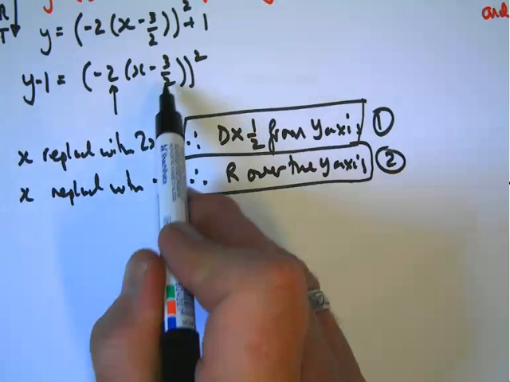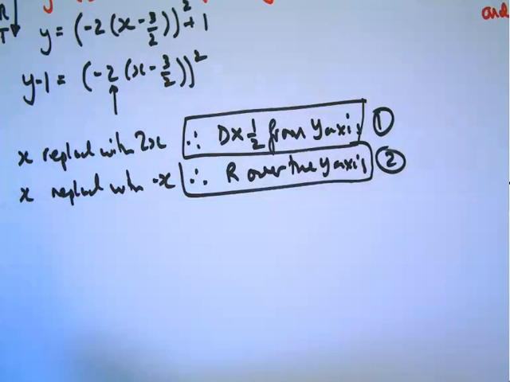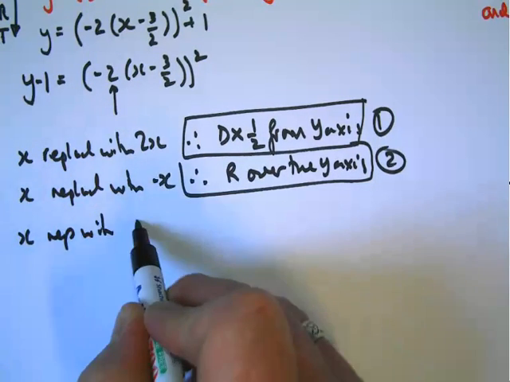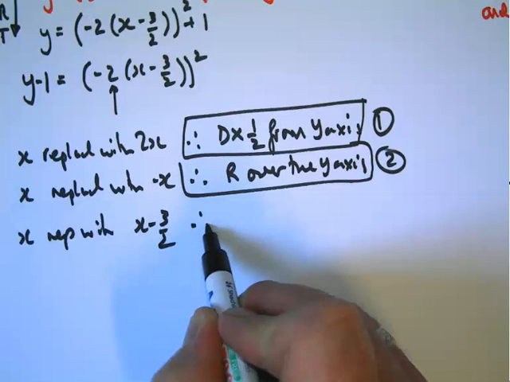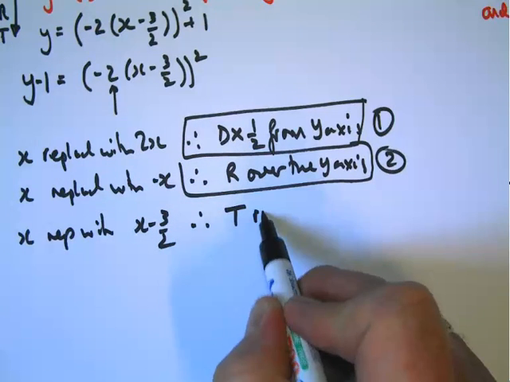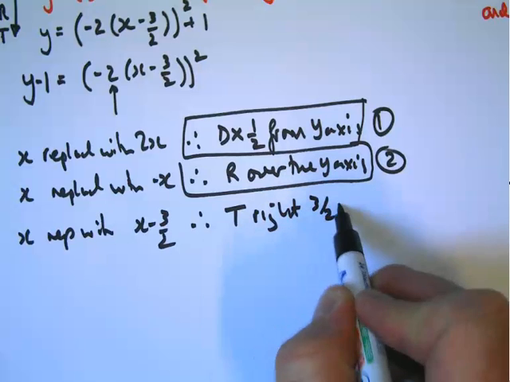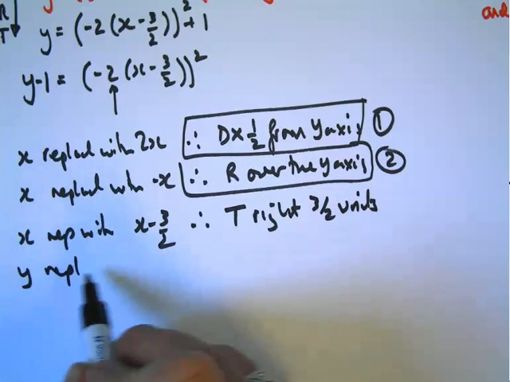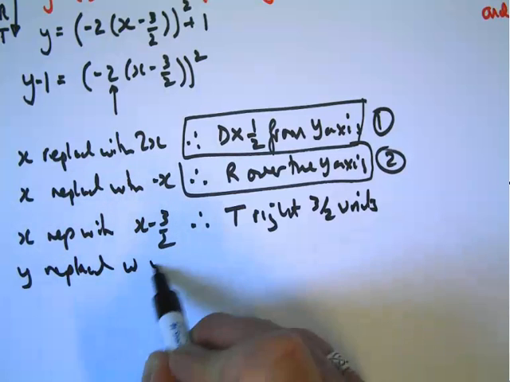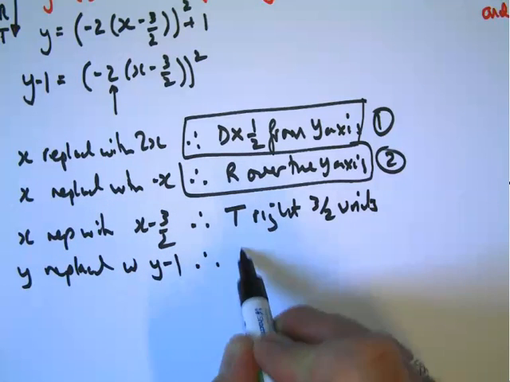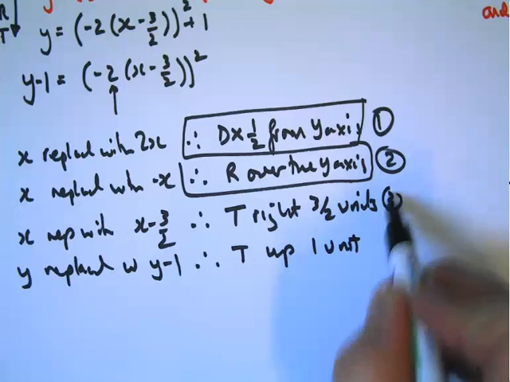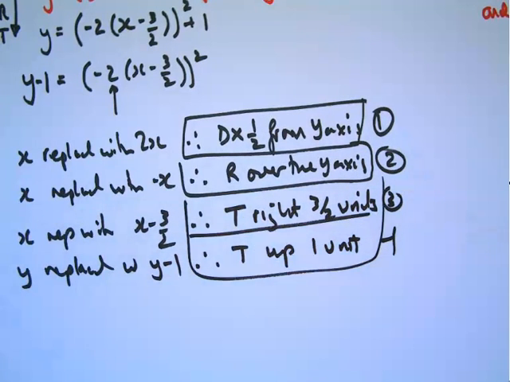The last two are translations. X has been replaced with x minus 3 on 2, therefore a translation right 3 on 2 units. And y has been replaced with y minus 1, therefore a translation up 1 unit. So they are the four transformations that have occurred in that order.